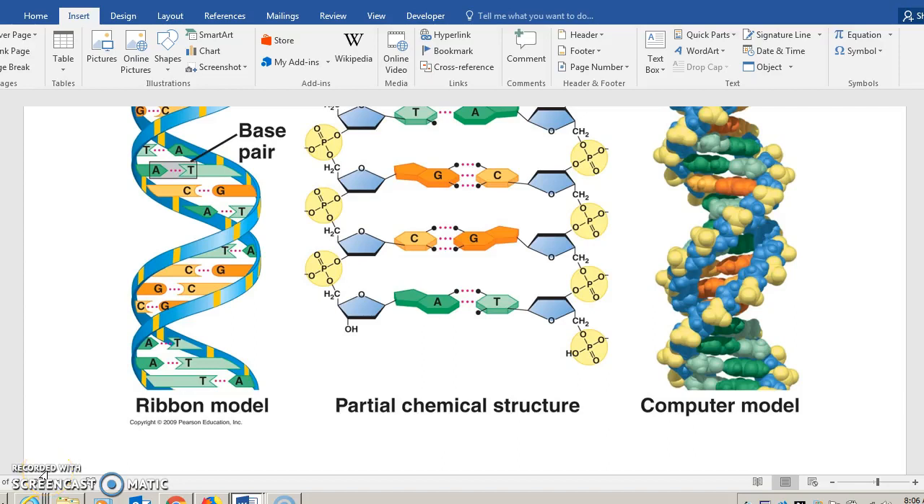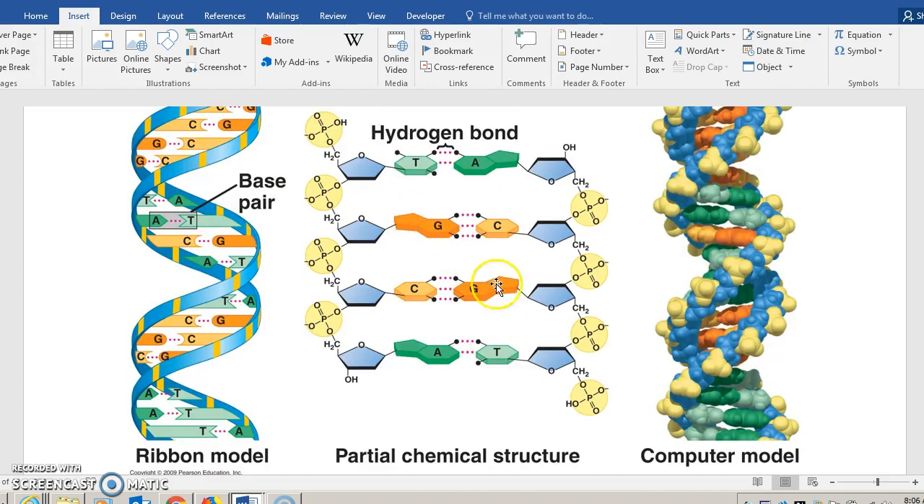This is screen capture video 12.2, the second video in the series. In the first video I left off talking about the structure of DNA. This is sometimes referred to as the ribbon model, the computer model over on the far right, and in the middle here is just a partial structure, taking a look at a few of these and pulling them over.